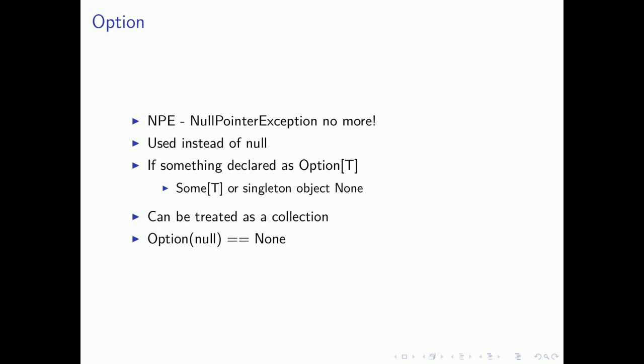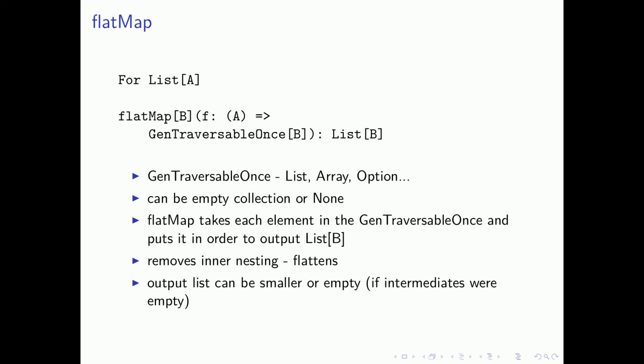So the next method is a flat map. And I'm not going to go into too much detail. Again, you give it a function, but this function has a different format. It takes something of type A and gives me back something that's GenTraversableOnce. What is that? Well, it's something that can be traversed once. It could be like a list, an array, an option, an iterator.